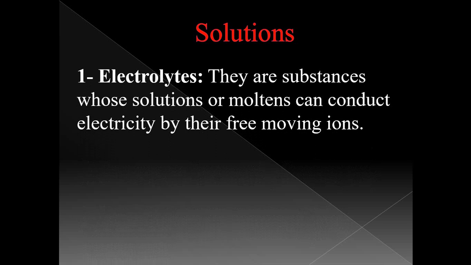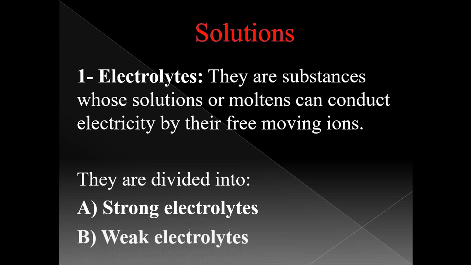So if we talk first about electrolytes, they are substances whose solutions or molten forms can conduct electricity by their free-moving ions. So they are substances that, when we make a solution or when we melt them, can conduct electricity due to the presence of free-moving ions. And electrolytes can be strong electrolytes or weak electrolytes.